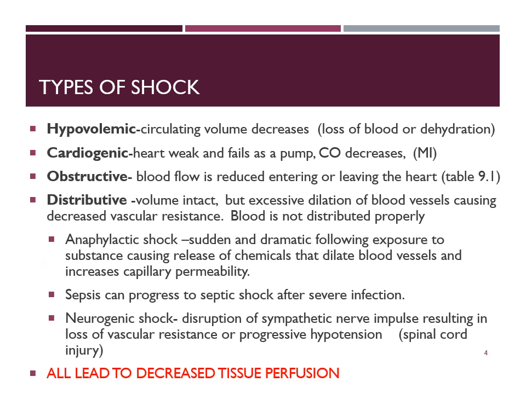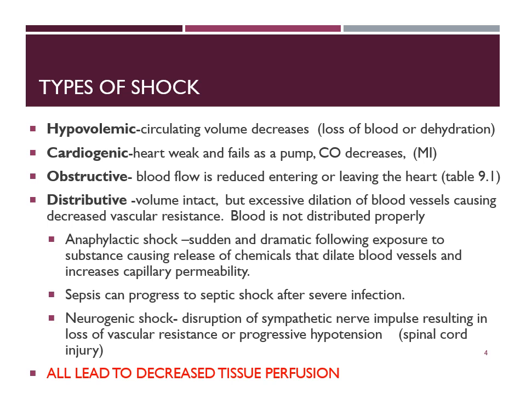So the first type of shock is hypovolemic shock, where the circulating volume is decreased. Now that can be from a loss of blood or maybe dehydration, secondary to exercise, extreme temperatures, or some sort of trauma. Cardiogenic shock, the heart is weak and fails as a pump. Cardiac output is decreased, and that's usually seen in an MI. Then there's obstructive shock. That's where blood flow is reduced, entering or leaving the heart.